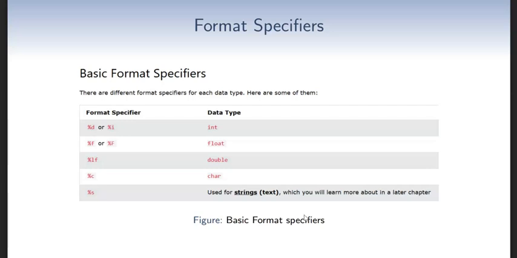And next comes format specifiers. These are the basic format specifiers which will be specified for each variable which will be declared. Here are some of the format specifiers. %d or %i which will be used for integer, %f or %F for float, %lf for double, %c for character, and %s which will be used for strings, which we will be learning in later chapters.